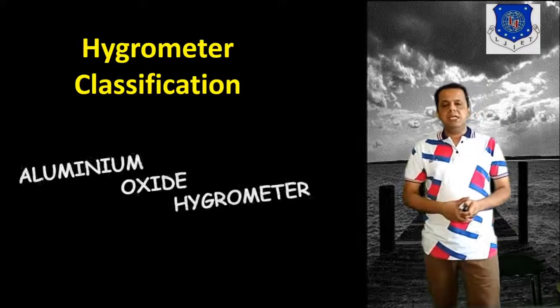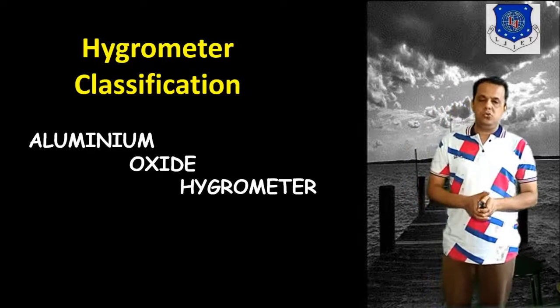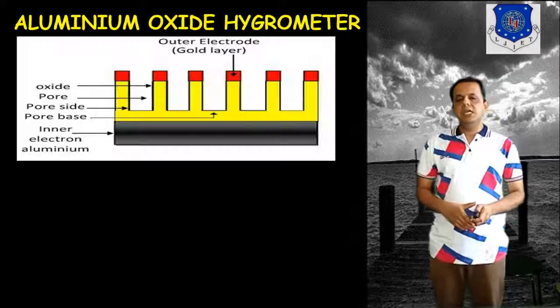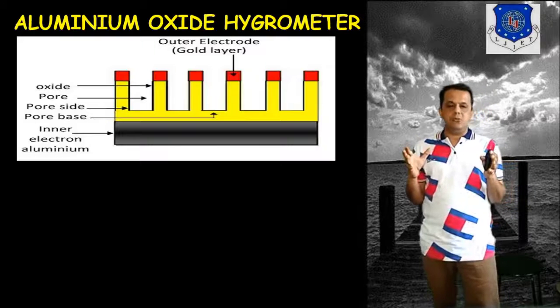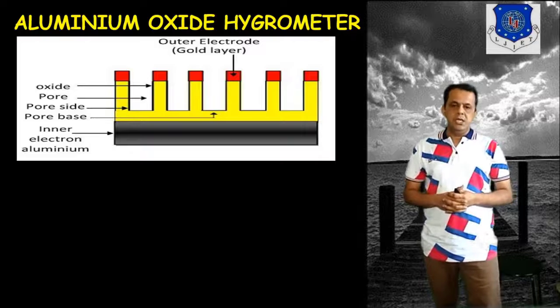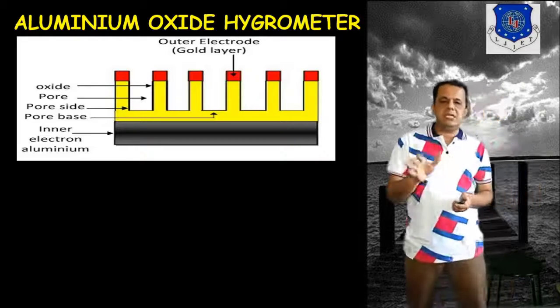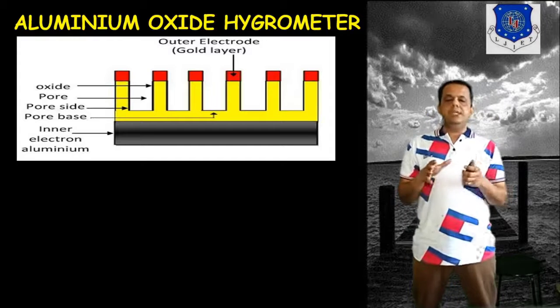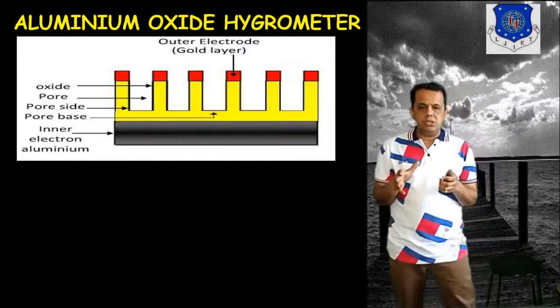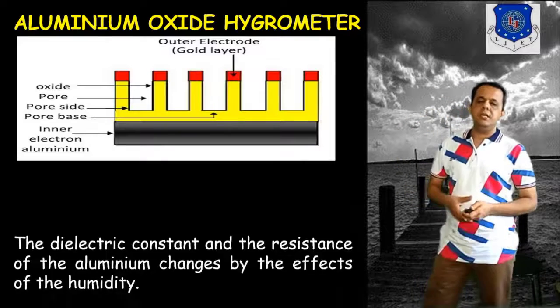Let us go ahead with another term, that is the aluminum oxide hygrometer. The name indicates that we'll be using aluminum oxide for detection of humidity. Here you see one arrangement where gold electrodes are shown, then aluminium base electrodes, then a porous side, and a porous base is shown to absorb the humidity.